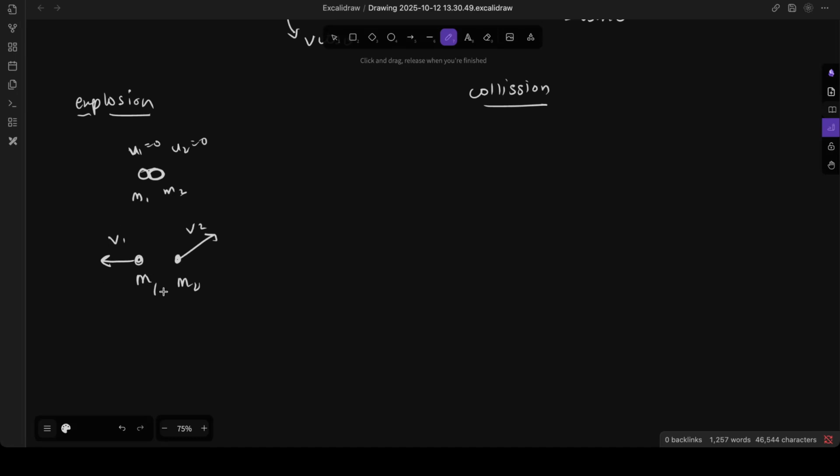This is what collision explosion is all about. Initially the momentum is 0, there will be final momentum, and you have to then use the principle of conservation of momentum that I'll take you through. In collision, let's talk in detail about collision.